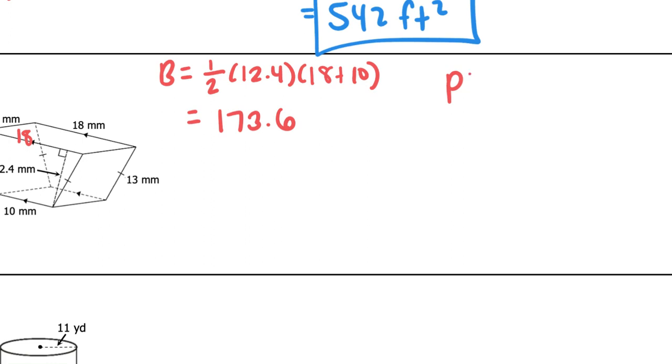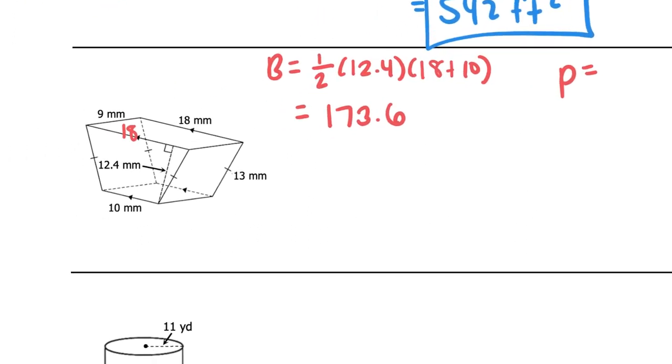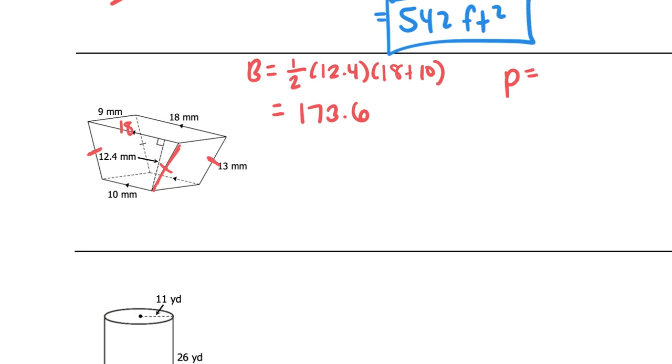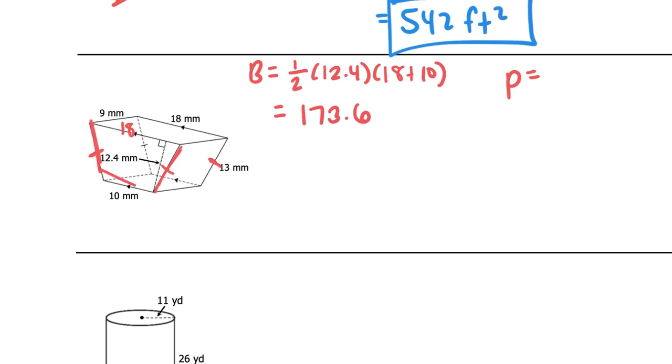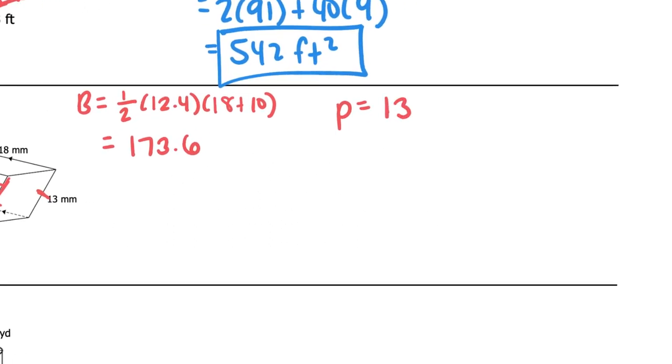P is the perimeter of the base, which the base is a trapezoid. So I do have all three sides. So this is 13 because it's parallel to that. And then this is also 13 because it shows you that they're equal. So the perimeter of the base would be 13 plus 10 plus 13 plus 18. So just add all of those numbers together. So the perimeter of the base should be 54.